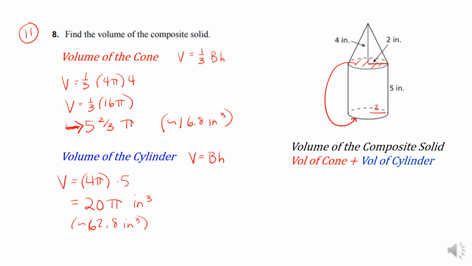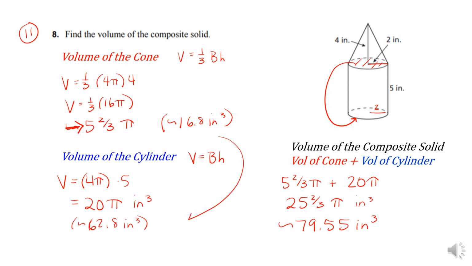So the volume of the cone is 5 2/3 pi, plus the volume of the cylinder is 20 pi, and that is equal to 25 2/3 pi. Now that's the exact answer, and the approximate answer would be about 79.55 inches cubed. If these two don't add up to that, it is because you rounded earlier. It should be around the same if you added them together, and it wouldn't matter too much.